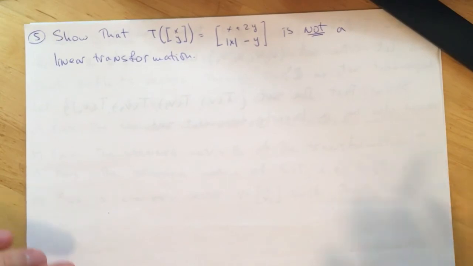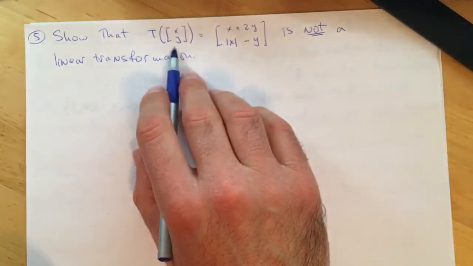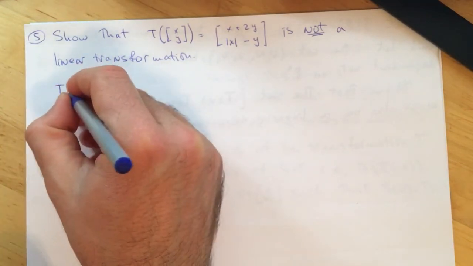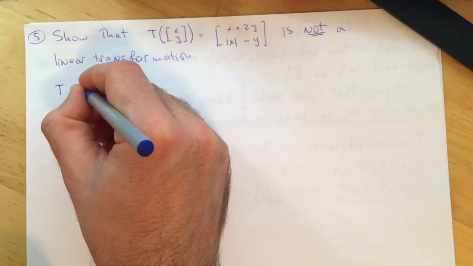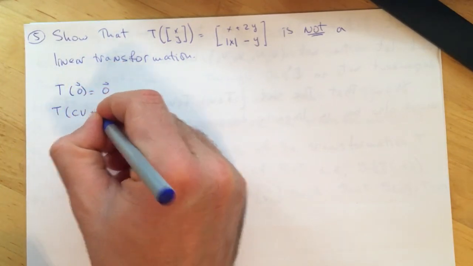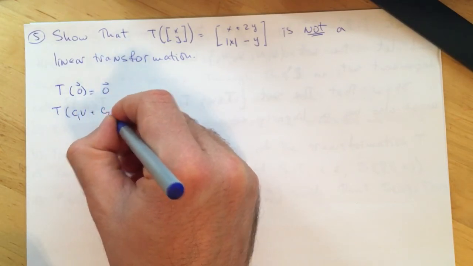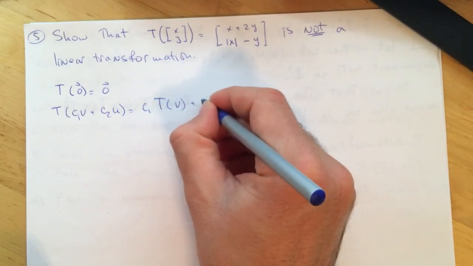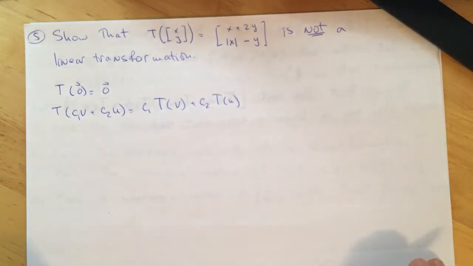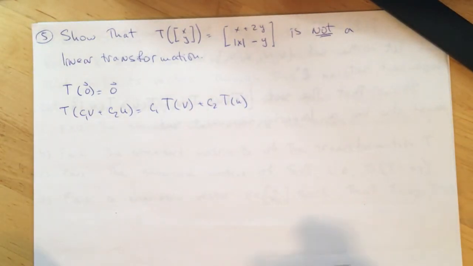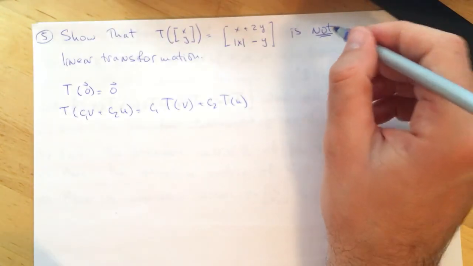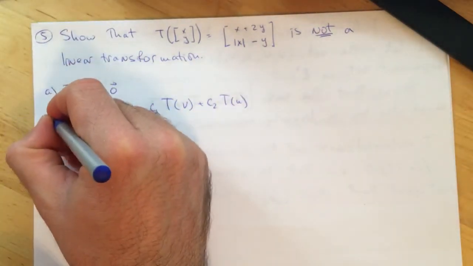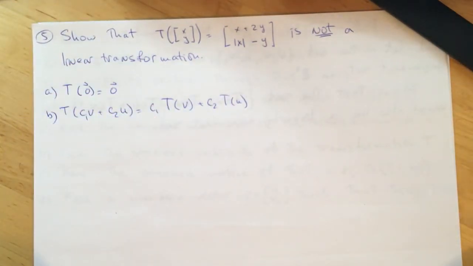Okay, and now we need to show that this transformation is not a linear transformation. In order to show that a transformation is linear, we have to show that T of 0 is equal to 0, and T of c1v plus c2u is equal to c1T of v plus c2T of u. The question asks us to show that it is not a linear transformation, so one of these two conditions definitely will fail. Let's check the first one.